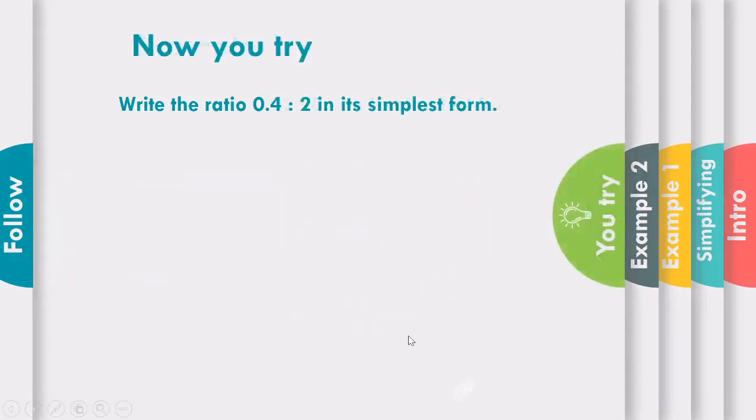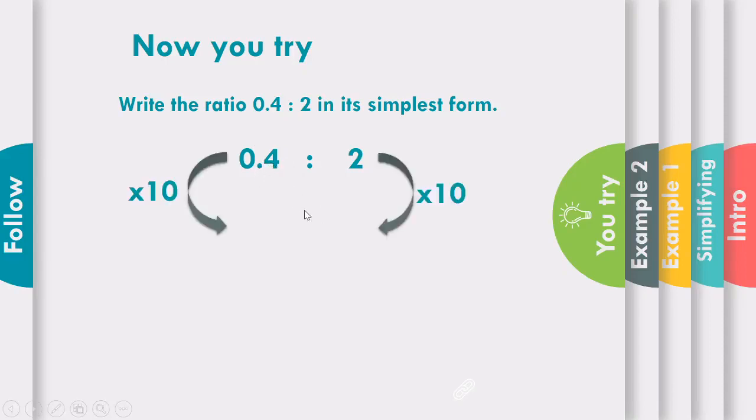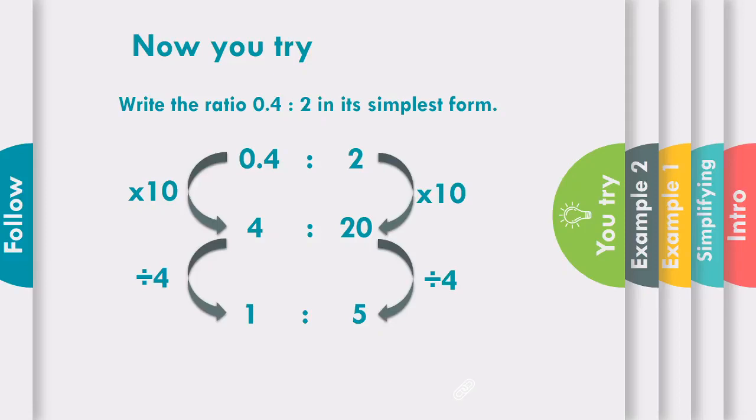Okay guys, this time you're going to give it a go, so pause the video, try and write this ratio in its simplest form, and then replay in a couple of seconds and we'll go through the answer together. Okay, so we have a decimal. We don't like decimals. We've got to get rid of it in our ratio. We're going to multiply by 10 on each side to get rid of the decimal. If we do that, it gives us a ratio of 4 is to 20. And I can divide by 4 on each side, because 4 is my highest common factor, and that gives me my ratio in its simplest form as 1 is to 5.